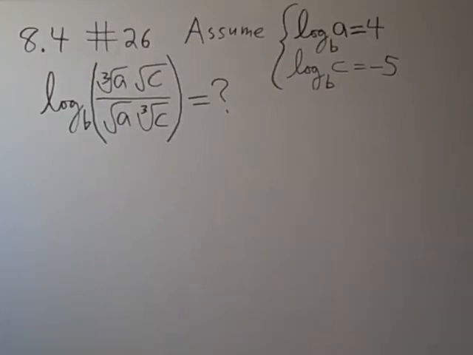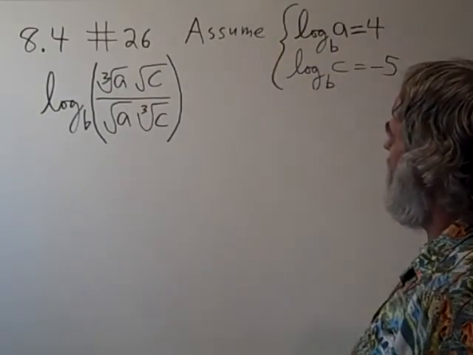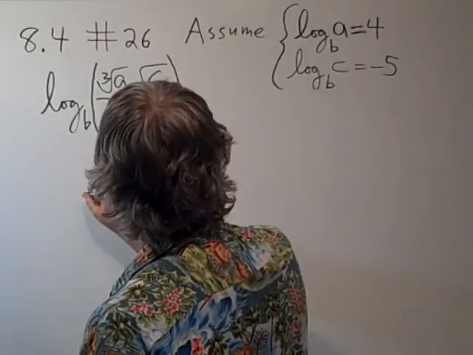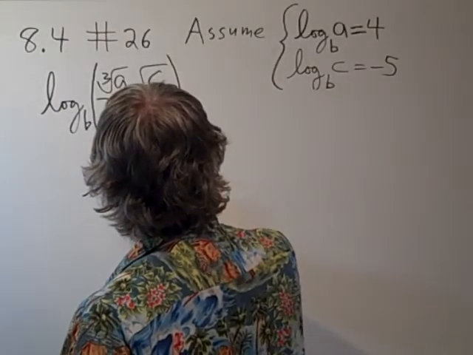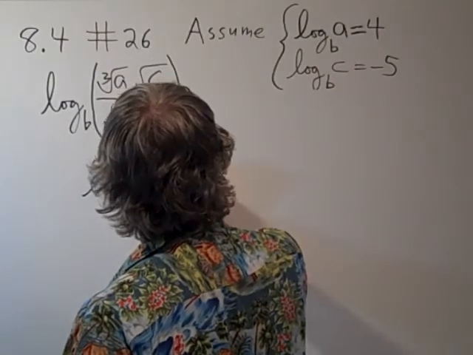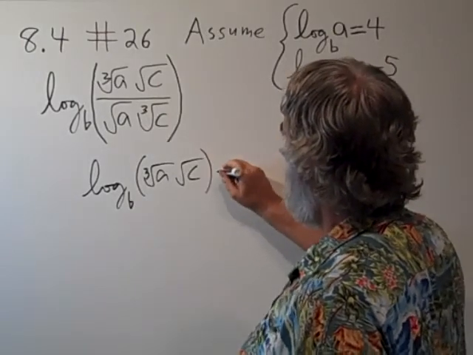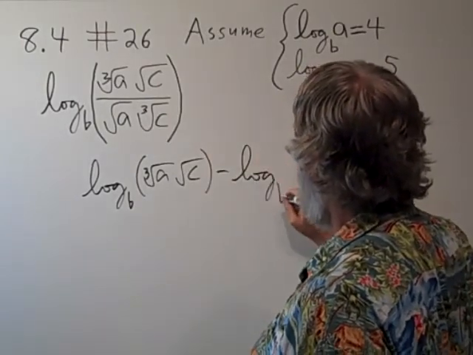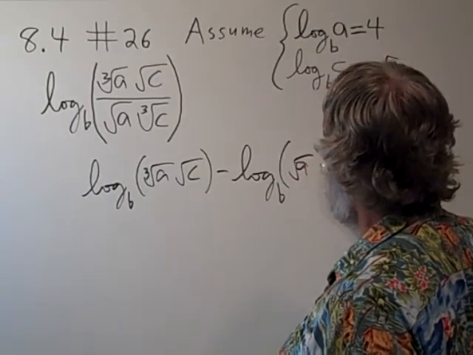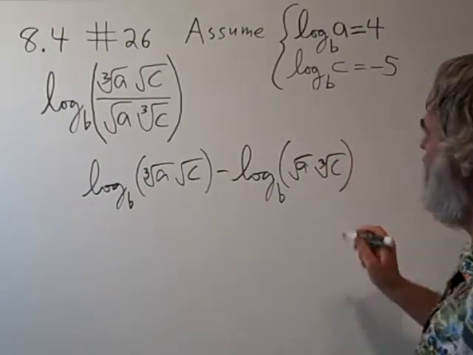Okay, for this one we'll first of all start off using the quotient property, that the log of a quotient is the difference of the logs. So we'll write this as the log to the base b of the numerator, which is the cube root of a times the square root of c, minus the log base b of the denominator, which is the square root of a times the cube root of c.